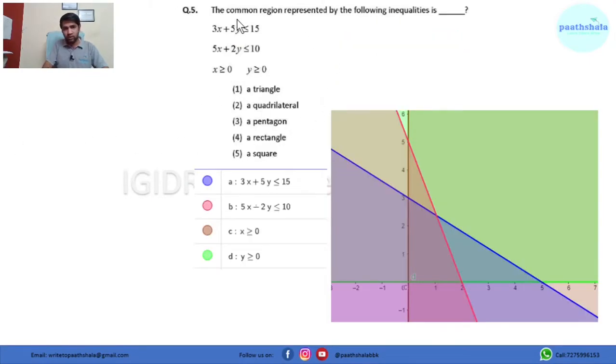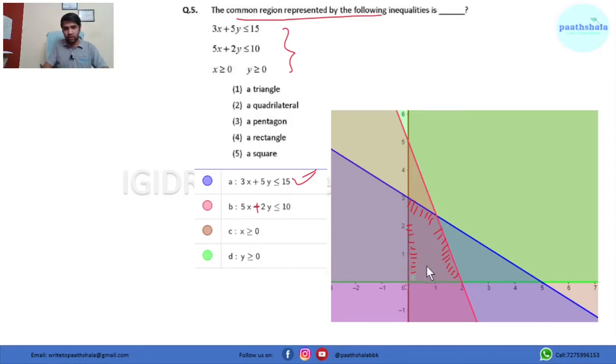Here in this question, we have to find the common region represented by these inequalities. So I've drawn all the inequalities here. Okay. The first inequality, representing the blue line here, is 3x plus 5y less than or equal to 15. So this will be the below-the-line area. Next is 5x plus 2y less than or equal to 10. This is the red line, and this is again the below-the-line area. Next is x greater than 0. So you can see that this will be the required area.